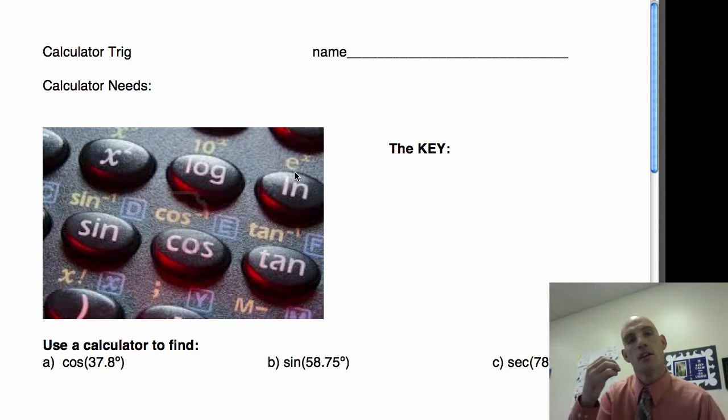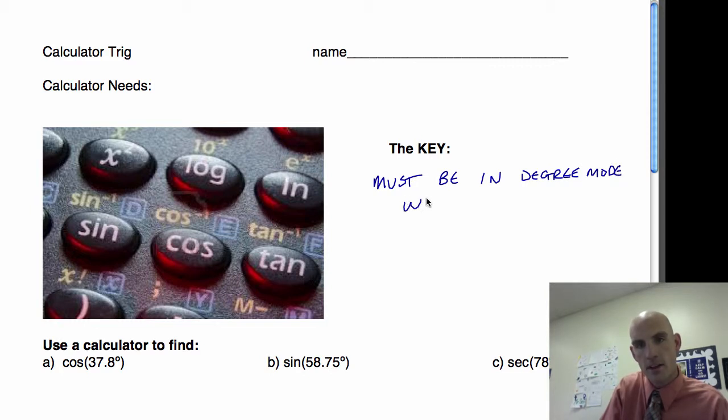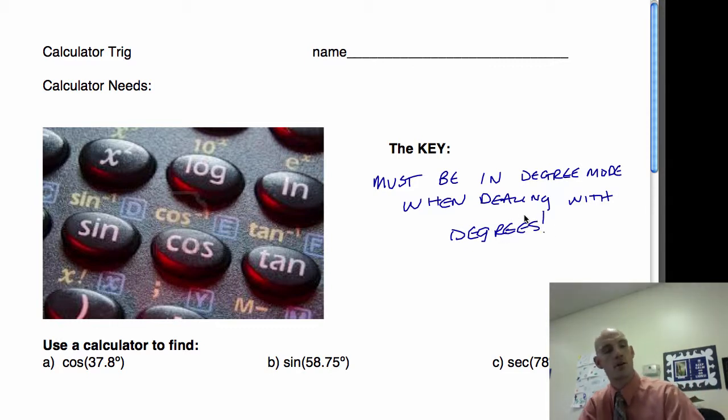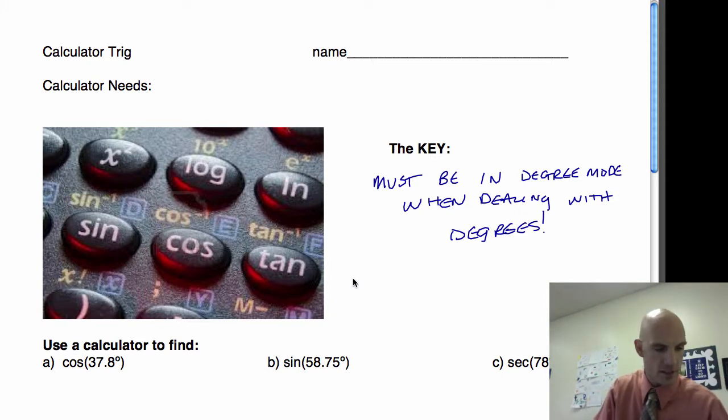Now, the other key to using the calculator for trig is you must be in degree mode when dealing with degrees. You must be in degree mode when dealing with degrees. Now, if you've got a TI-83 or a TI-84, that's going to look like this.